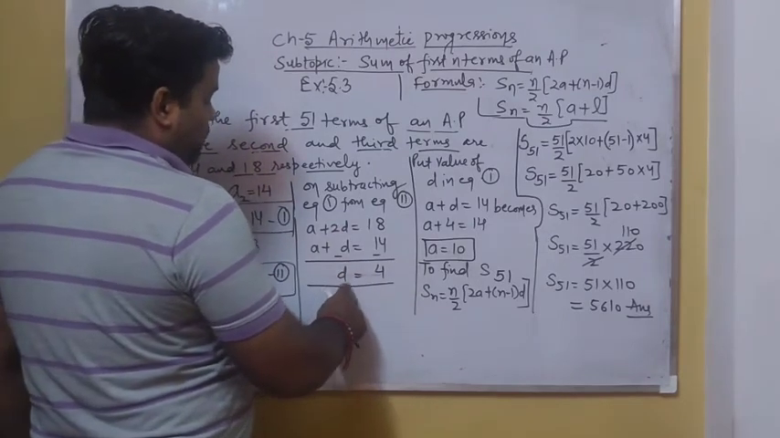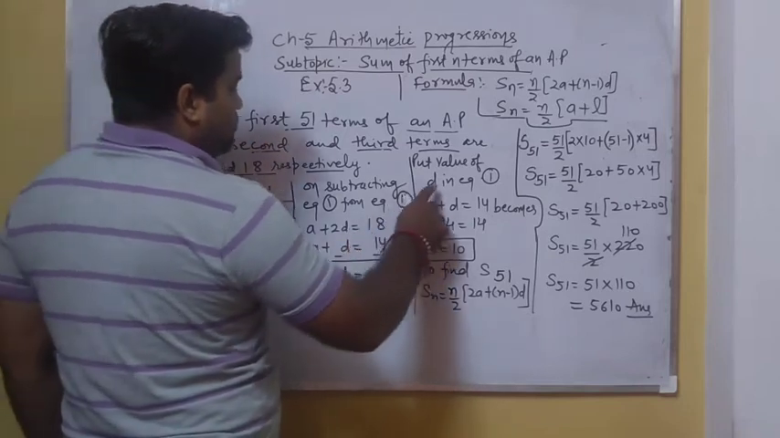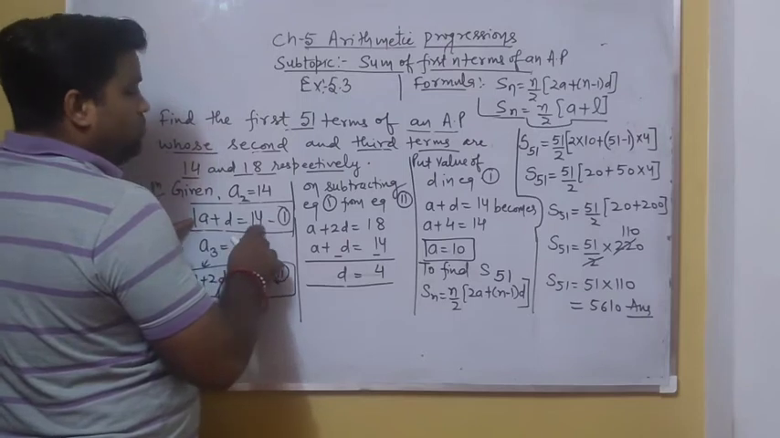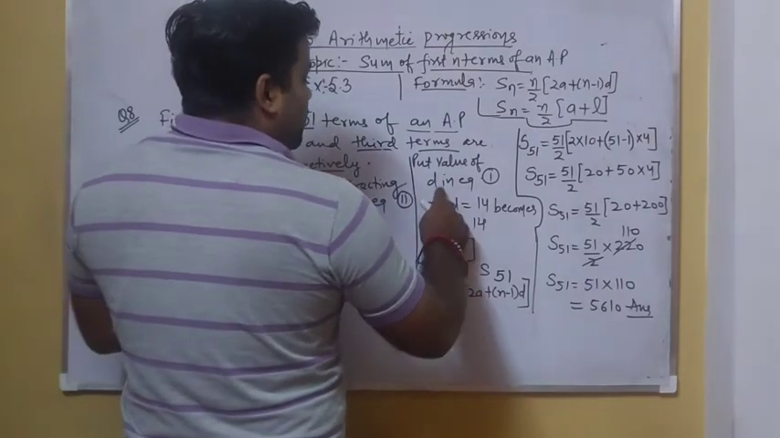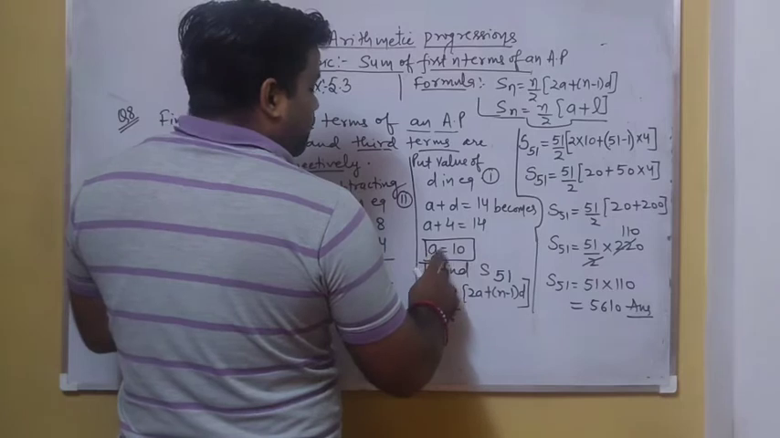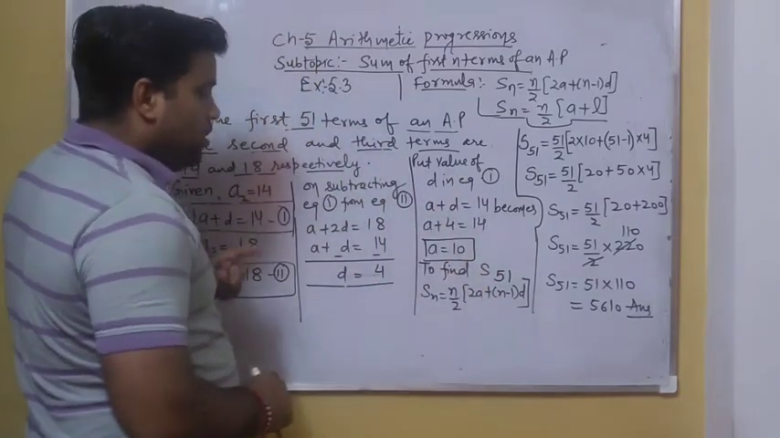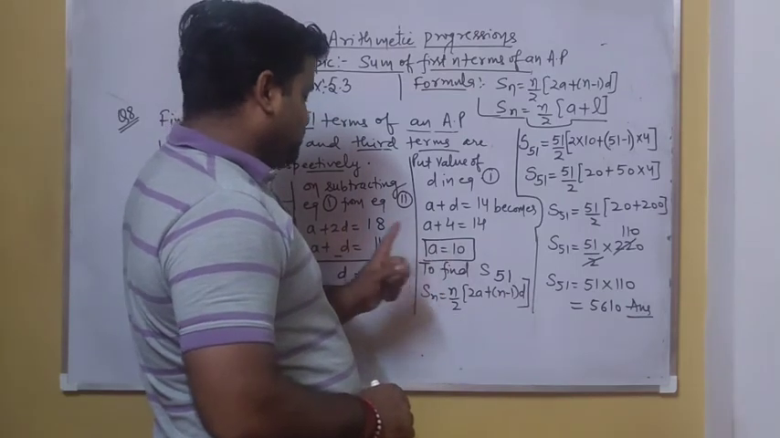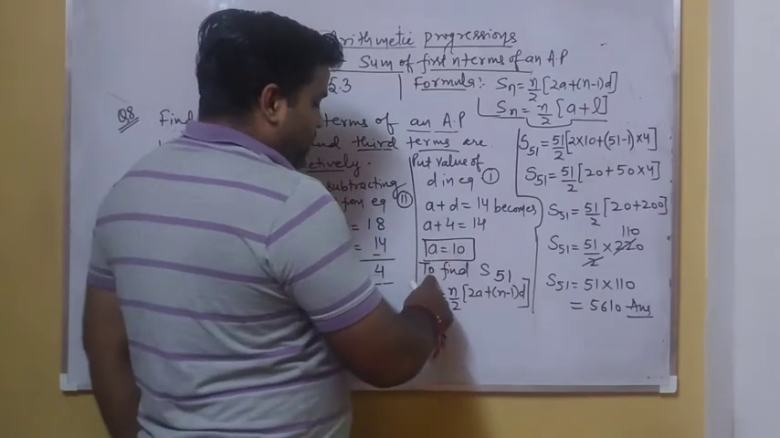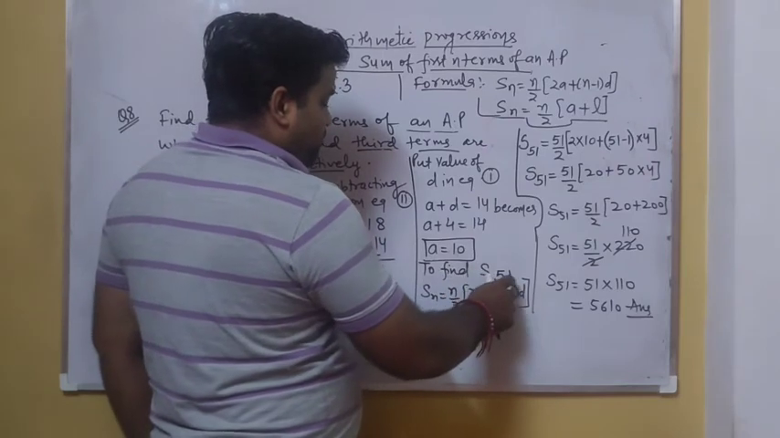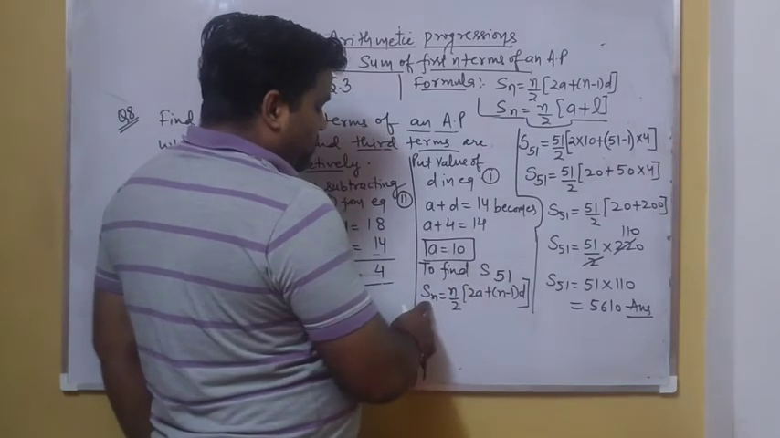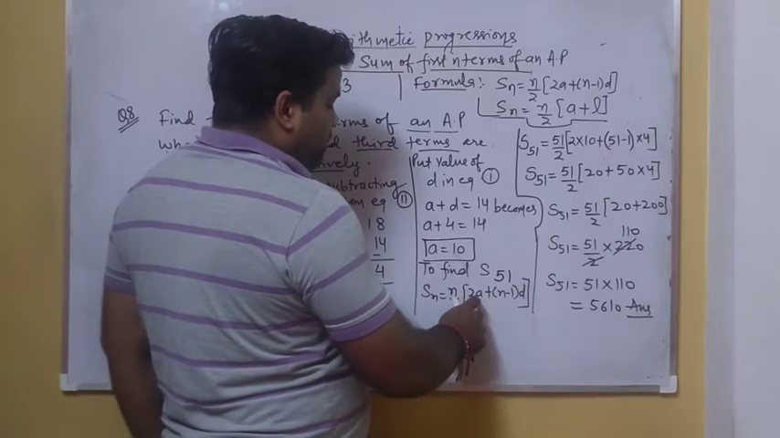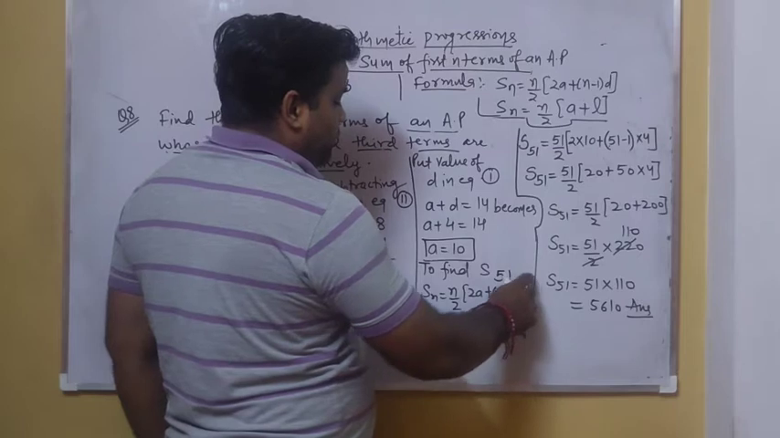After getting the value of d equal to 4, we put that value of d in equation number first. Our equation number first is a plus d equal to 14. On putting the value of d in that equation, we get the value of a equal to 10. Now, after getting d equal to 4 and a equal to 10, which are the common difference and the first term, we have to find the sum of first 51 terms of an AP. We know that the sum of first n terms of an AP is given by n by 2 multiplied by bracket 2a plus n minus 1 into d bracket close.